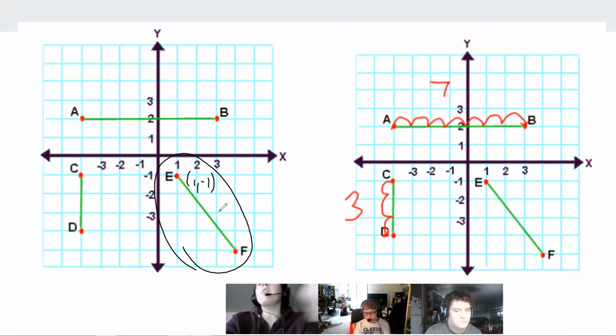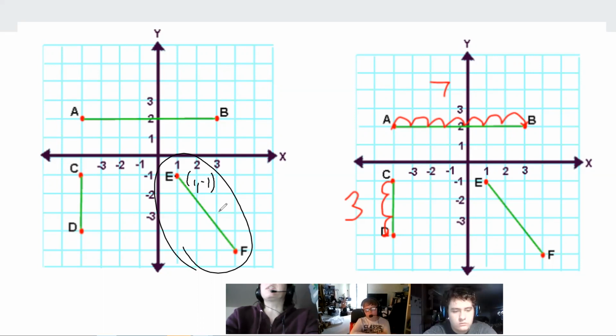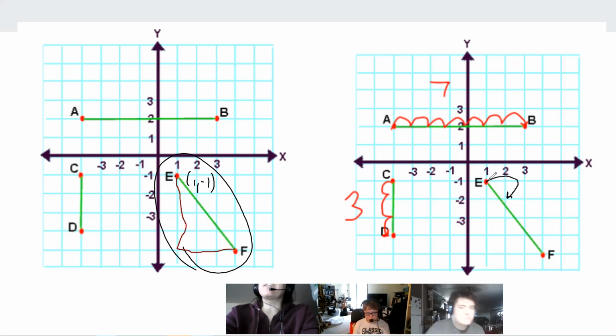But another way we can do it is just to turn it into a right triangle. Because whenever you have vertical and horizontal lines, you just have to count the spaces. And I can't count the spaces on the diagonal line because, guys, look, it's not really crossing there.